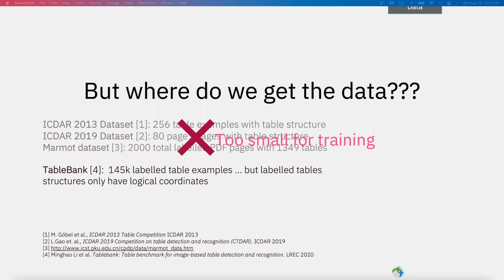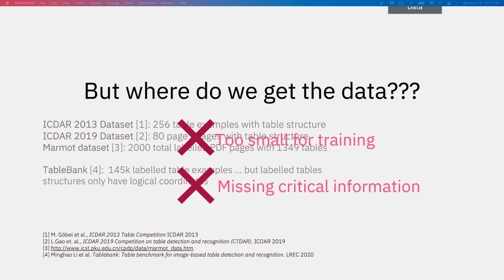Then there is a more recent one called TableBank. It has 145K labeled table examples. However, the labeled tables only have logical coordinates. We cannot really utilize it for the purpose of training a model for table extraction. So as a result, we have to solve the data problem first.